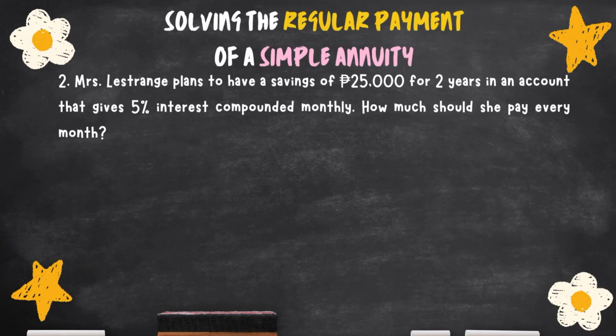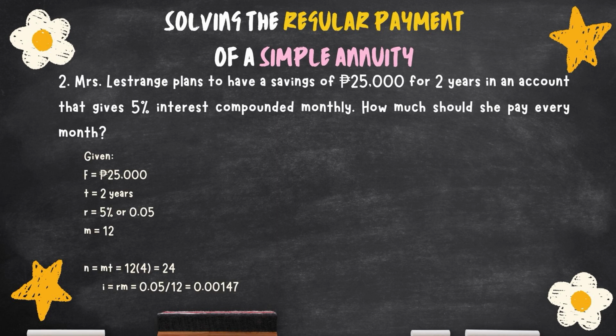Mrs. Lestrange plans to have a savings of 25,000 pesos for 2 years in an account that gives 5% interest compounded monthly. How much should she pay every month? So in this problem, we have the 25,000 pesos, and as we can see, it is the future value. So we will use the formula with the future value.